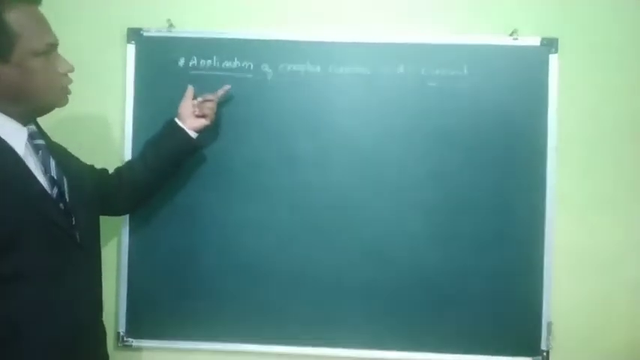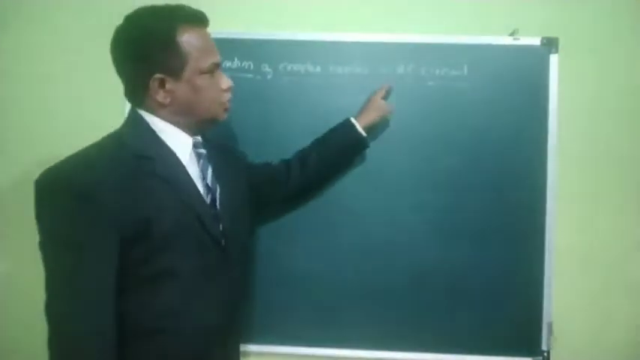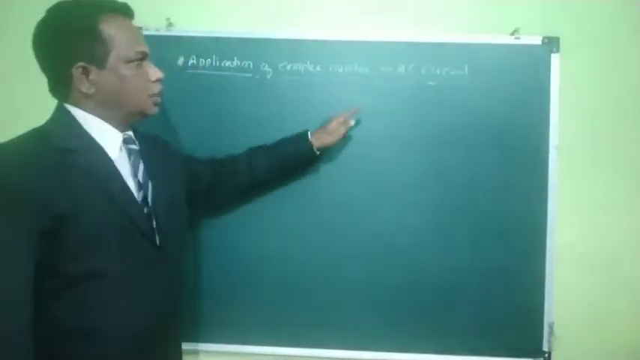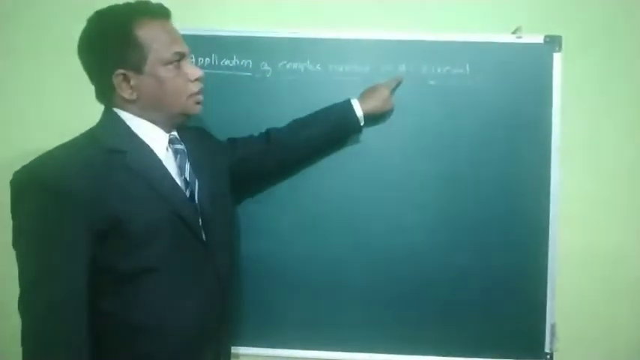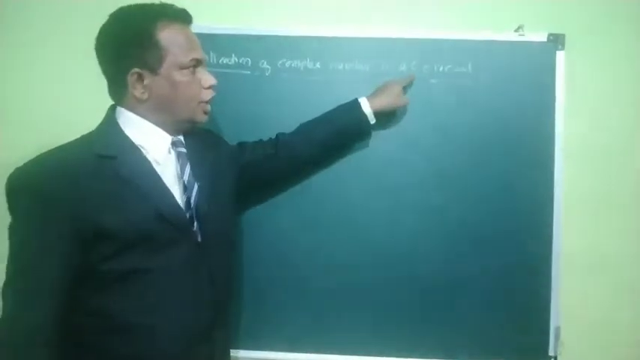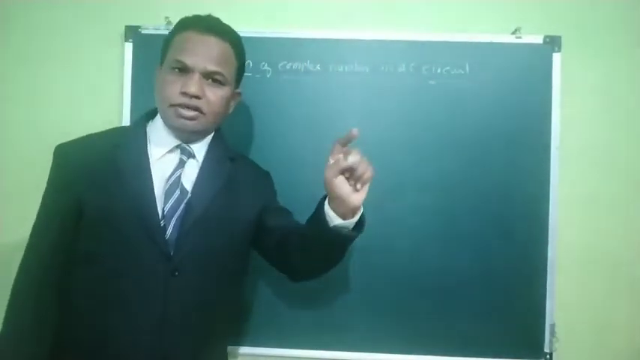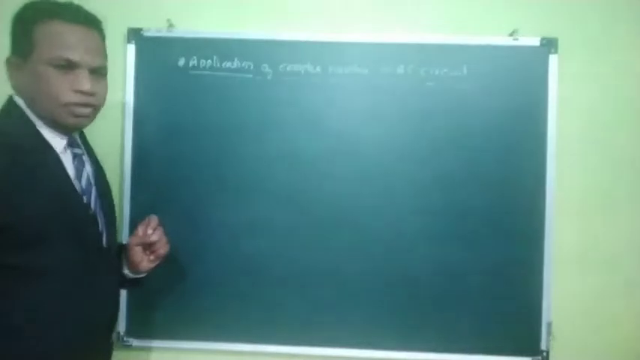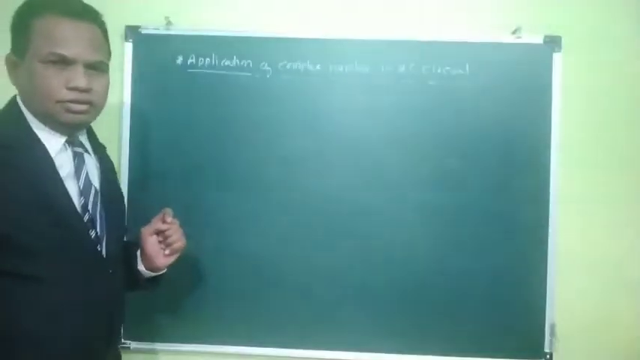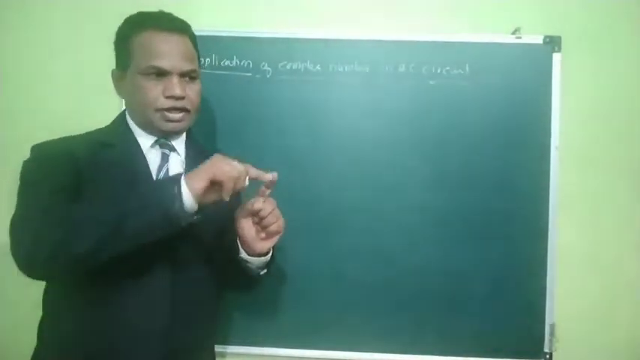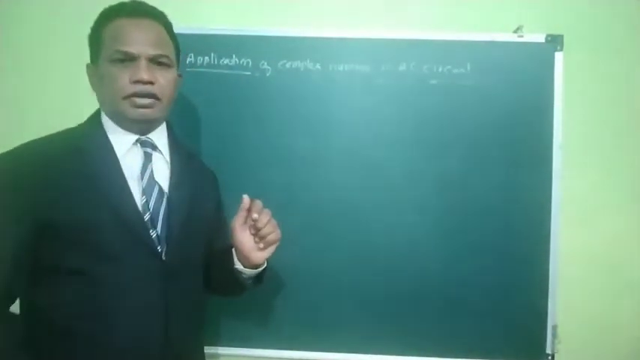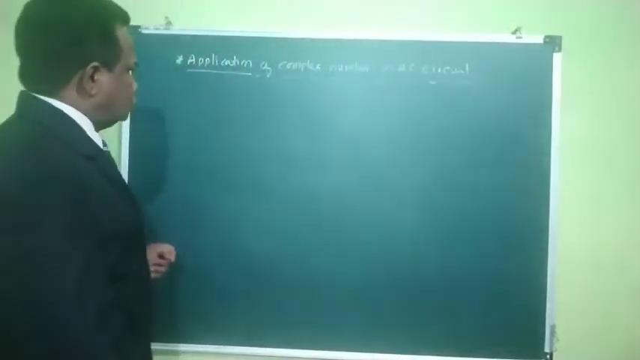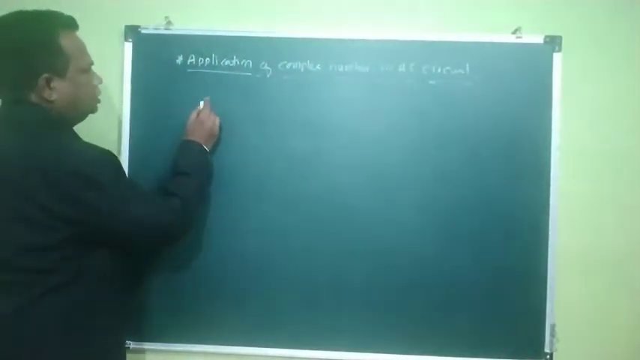Before studying how complex numbers are used in AC circuits, first of all we are going to consider that AC means alternating current, you know that. Then circuit means the circuit. What is a circuit? There are different types of circuits. Any electronic devices which are connected to complete one cycle is called a circuit. Okay. So now you can draw any circuit.